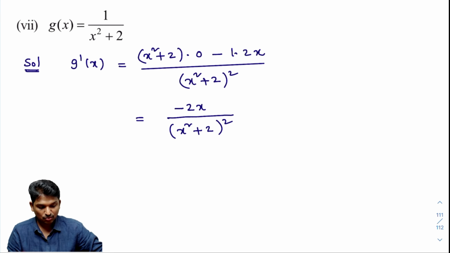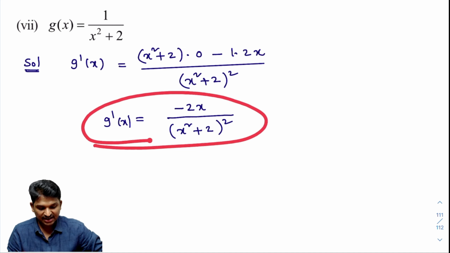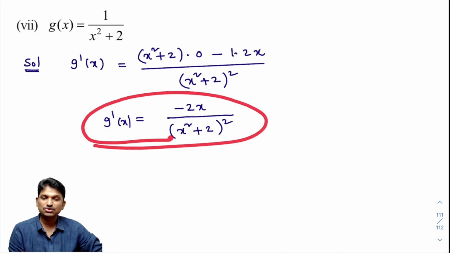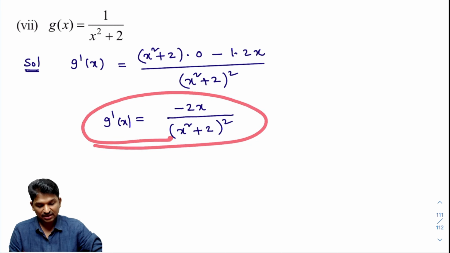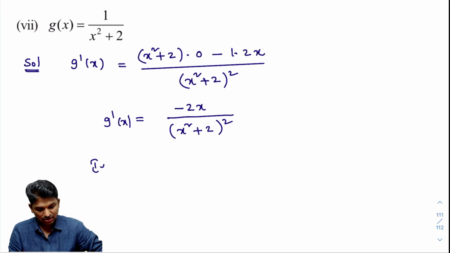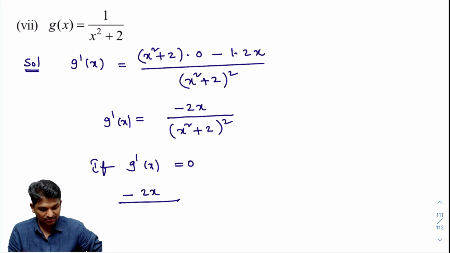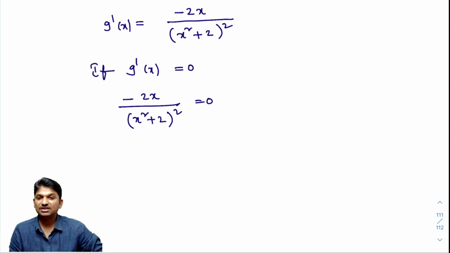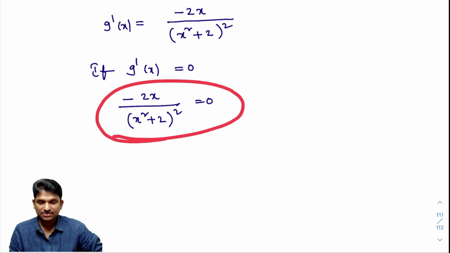Okay, now what did I get? I got g dash of x. After calculating g dash of x, we'll equate this to 0, like in the second derivative test. Equate this to 0 and try to get the x values. So if g dash of x equals 0, then minus 2x divided by x square plus 2 whole square equals 0. Find the x values which satisfy this equation.